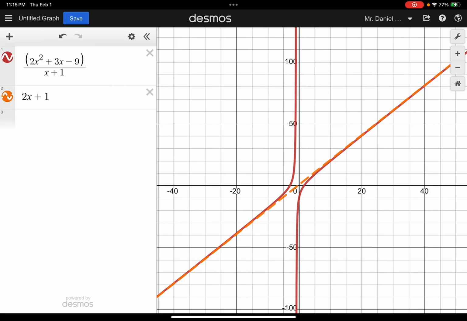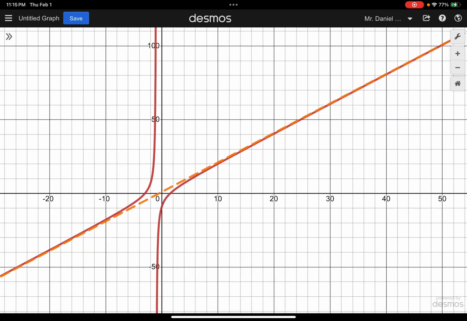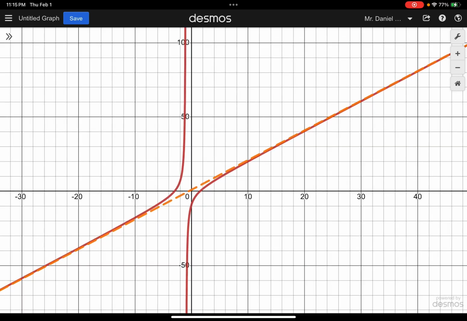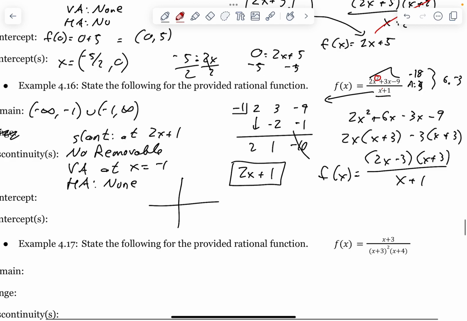Here is my slant asymptote, and you can see it following exactly along that red line. So my graph is bending towards and bending away from that line 2x plus 1, slant asymptote. Okay, and I'll draw that picture here. It kind of went like that and like that. And the 2x plus 1 was right in the middle.